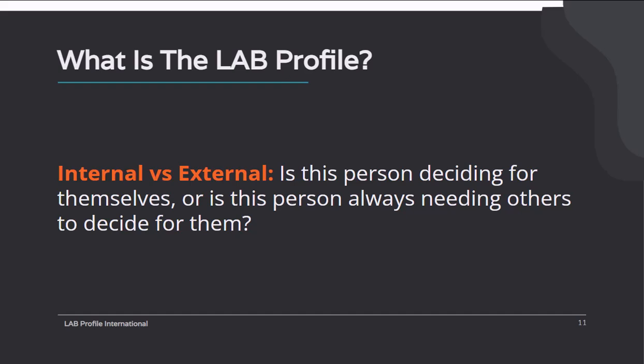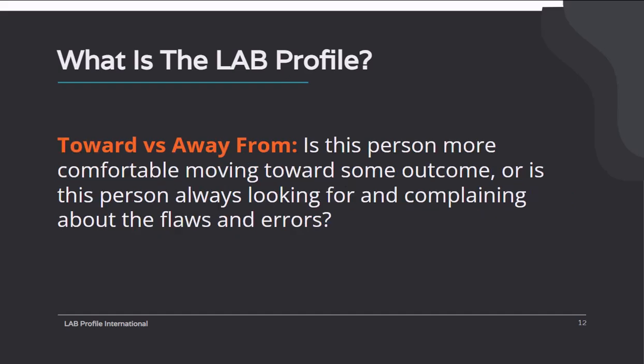Internal versus external. Is this person deciding for themselves, or is this person always needing others to decide for them? Toward and away from. Is this person more comfortable moving toward some outcome, or is this person always looking for and complaining about the flaws and the errors?